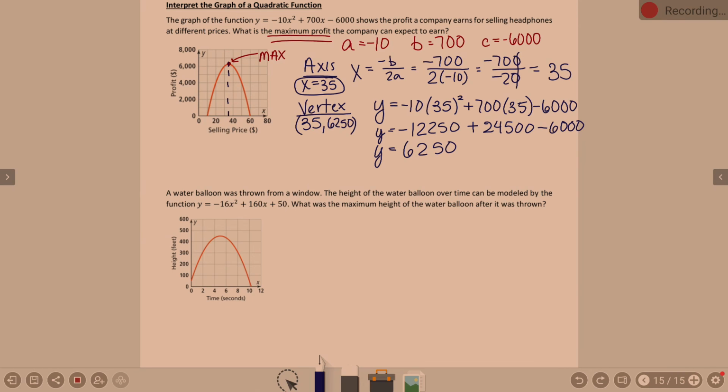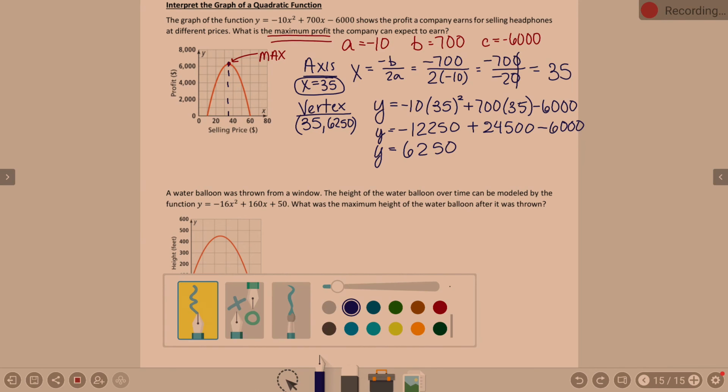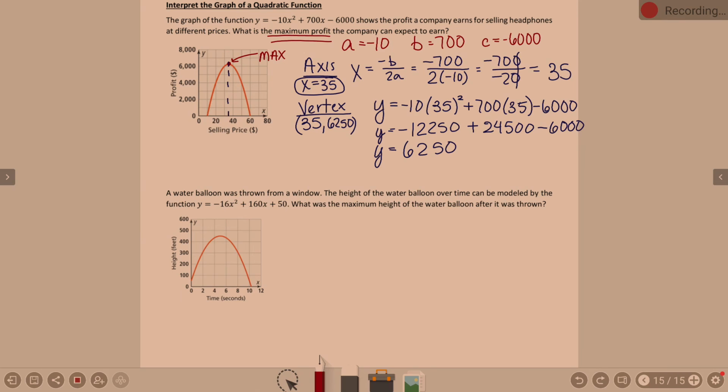Now, don't move on and tell me you're done with this problem, because I'm going to disagree. I want to know, what is your answer? What was the question? What is the maximum profit the company can expect to earn? 6,000. Is it this 6,250? Yeah. Now, does that make sense with the graph? Yeah. That could be 6,250, couldn't it?